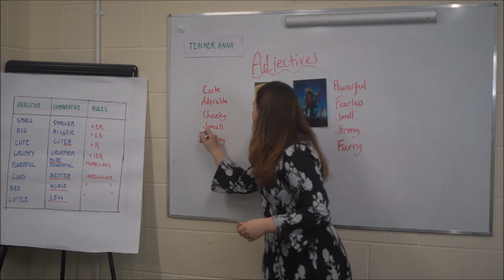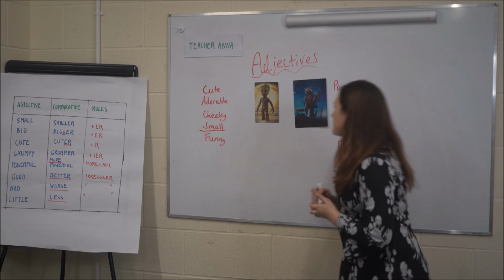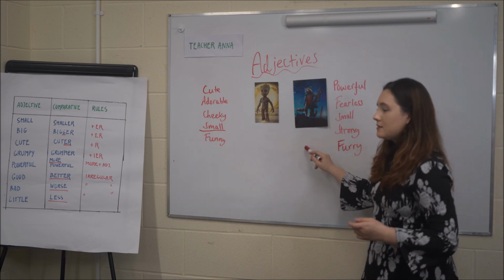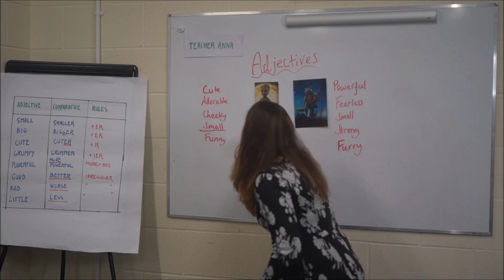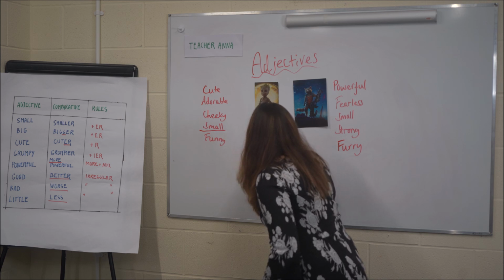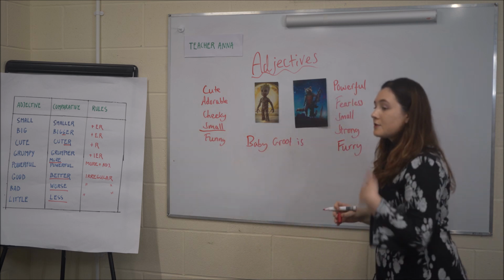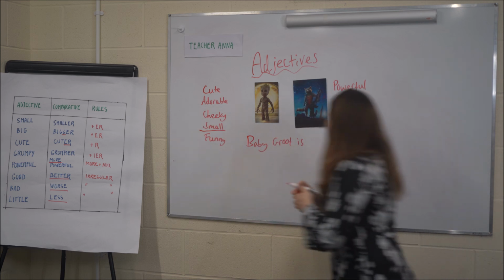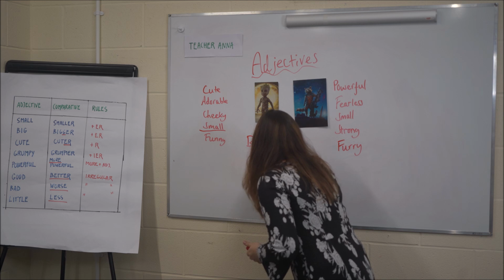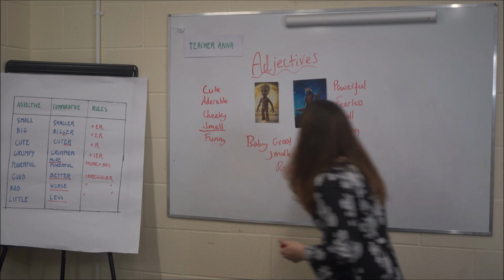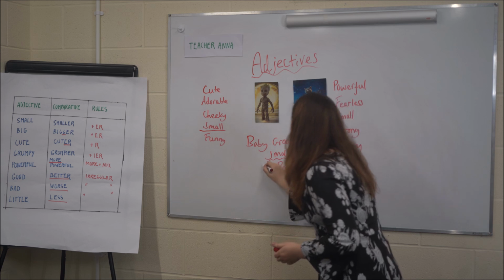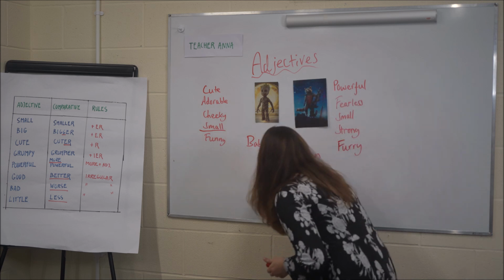So using the word small, can we in one sentence compare Baby Groot to Rocket? So we'd start by saying, Baby Groot is... He is small. Yes, smaller than Rocket. And we call this word, smaller, a comparative adjective.